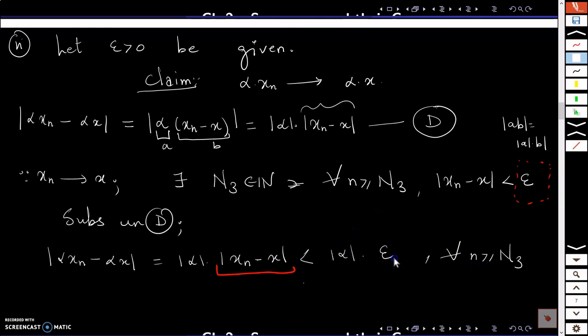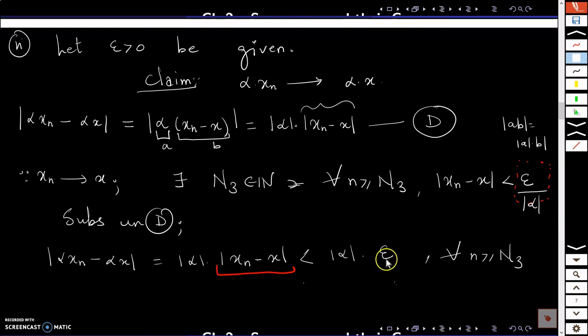Right? So finally, I'm not getting epsilon. If you see here, I'm getting epsilon times mod alpha. So I have to get rid of this mod alpha. If you want to cancel out this mod alpha, then you need a mod alpha in the denominator of epsilon. Then only you will be able to cancel out mod alpha and mod alpha. That means here I have to put epsilon upon mod alpha, then only I will get epsilon there.